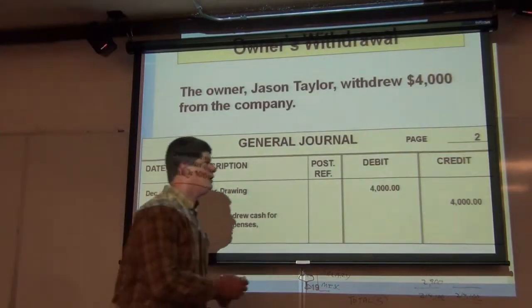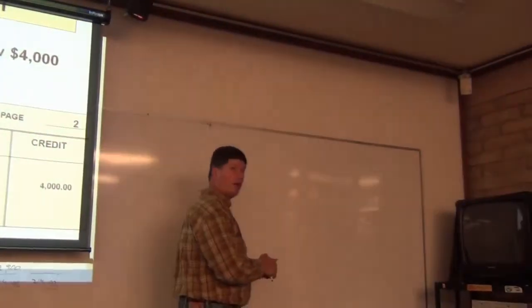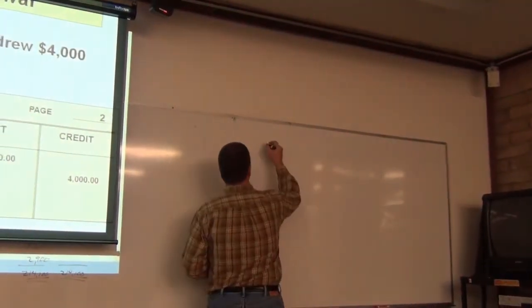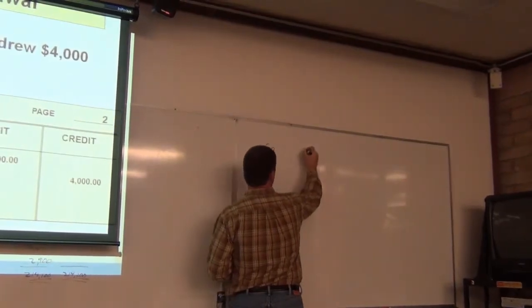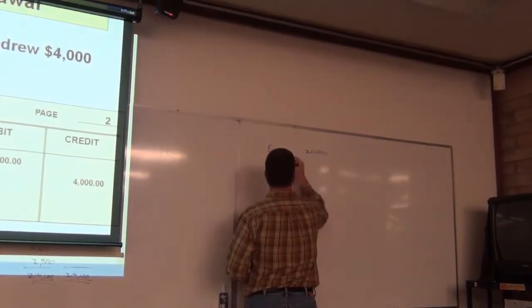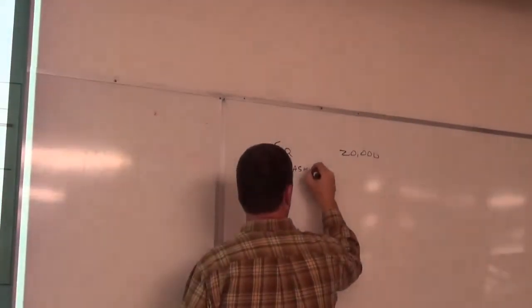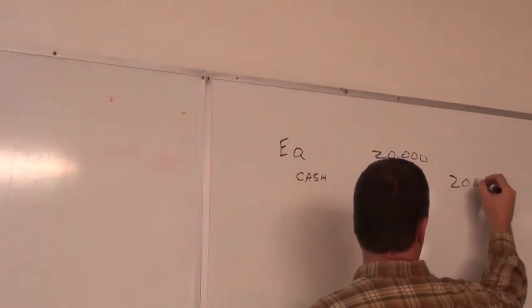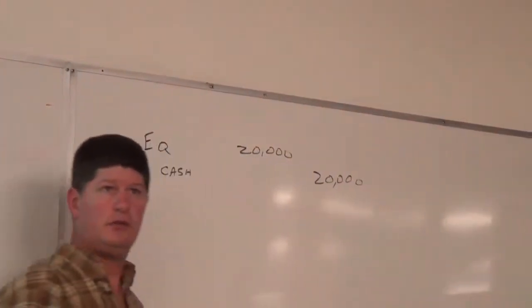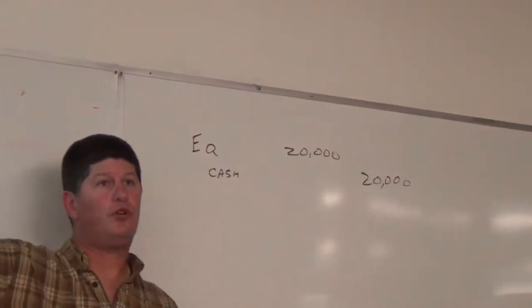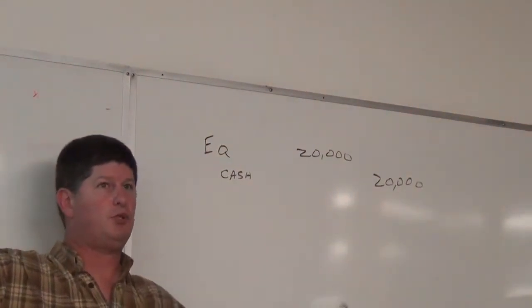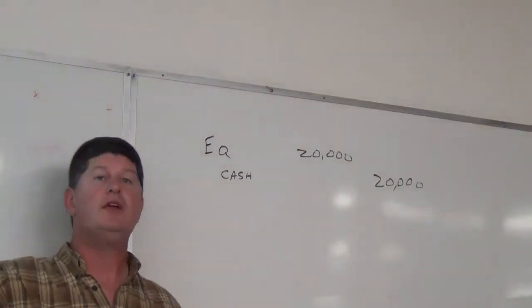Hang on. Let's come over here. We're going to buy some equipment, okay? So we're going to debit equipment, say $20,000. We're going to pay for it in cash, right? $20,000 credit. Good? Okay, basic general journal format here. I just don't have a date and a description. Everybody understands what I'm doing?